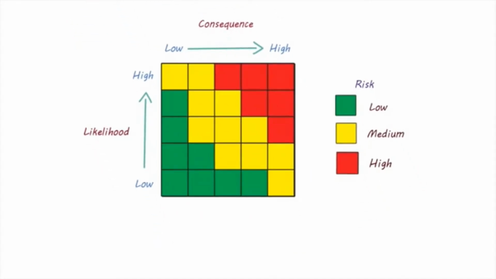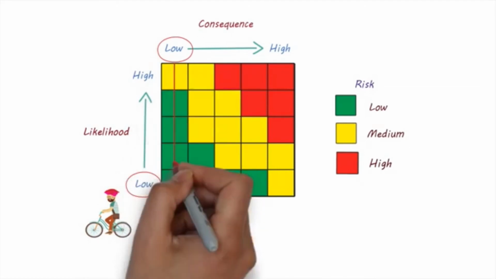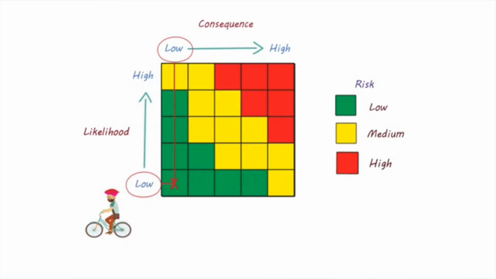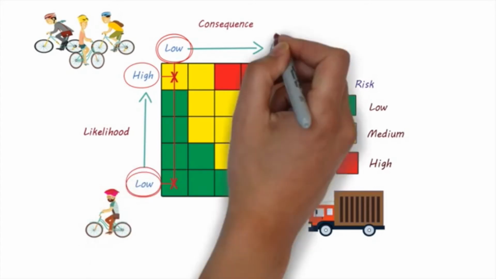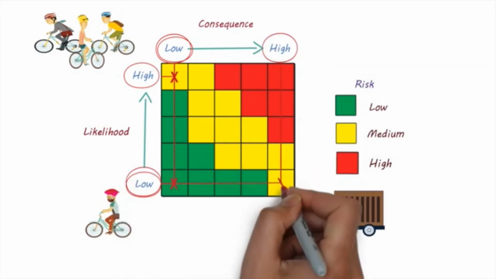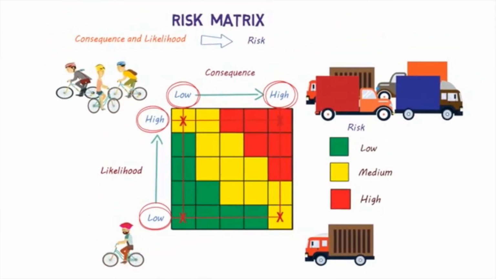So let's get back to our example. In the scenario in which there are bikes traveling very infrequently, the likelihood is low and the consequence is low. Therefore, the overall risk is low. When there are more bikes, the likelihood is high, but the consequence is still low, and therefore the overall risk is medium. Let's consider the truck now. In the scenario where trucks are infrequent, the likelihood of a crash is low, but the consequence is high. The overall risk is medium. And if it's a busy truck route, the likelihood and consequence are both high, and therefore the overall risk is high.